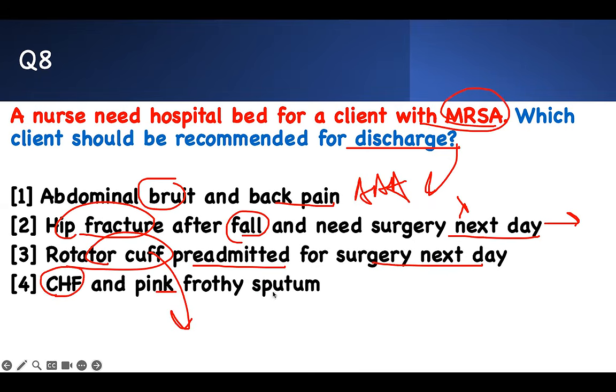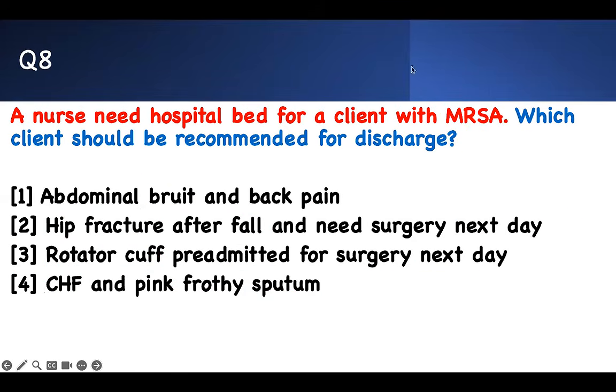CHF and pink sputum means the patient is in pulmonary edema. Who do you think is really sick? I have AAA, abdominal aortic aneurysm, who is going to die. Somebody who has a long bone fracture that can have a fat embolism. Somebody who just has a rotator cuff, and somebody who is in pulmonary edema. Rotator cuff, we can reschedule your case later on.